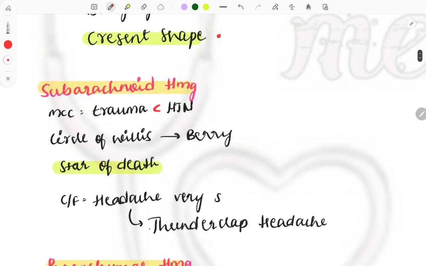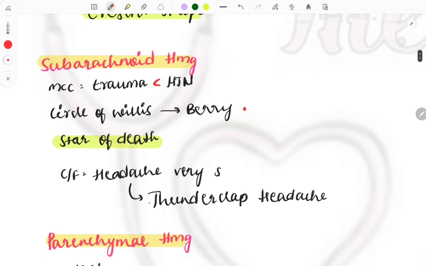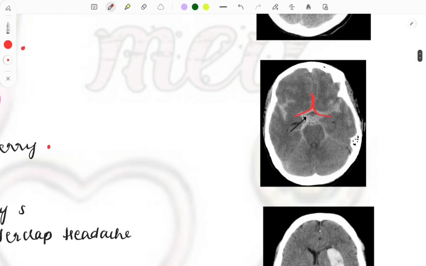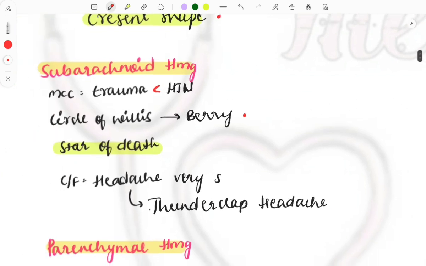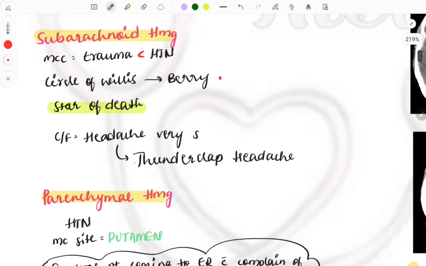Then subarachnoid hemorrhage: the most common cause is hypertension, and bleeding occurs from the circle of Willis, berry aneurysm it is called, and star of death appearance. So you can see here this star. Okay, so this one is seen with this subarachnoid hemorrhage. Then in the clinical case, if they want to ask about subarachnoid hemorrhage, they'll be describing something like a patient, he was either hypertensive करके दे देंगे या फिर trauma करके दे देंगे, and the patient will complain of the worst headache of their life, which is also called a thunderclap headache, and then the answer will be subarachnoid hemorrhage.